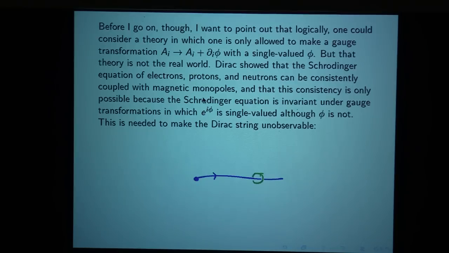This is meant to be a monopole. Here's the Dirac string. And then Dirac considered a gauge transformation where e to the i phi was single-valued, but phi was not well-defined. Phi was singular along the Dirac string. And the possibility of that gauge transformation was needed to show that the Dirac string is unobservable. So it's more or less the same thing to say that you can couple the Schrödinger equation to magnetic monopoles, or that you can consider gauge transformations where only e to the i phi is single-valued and not phi.